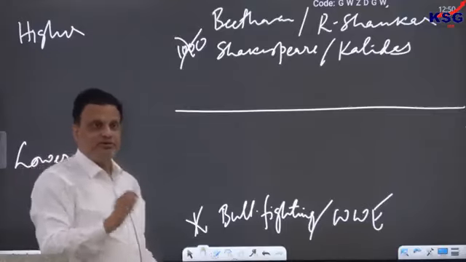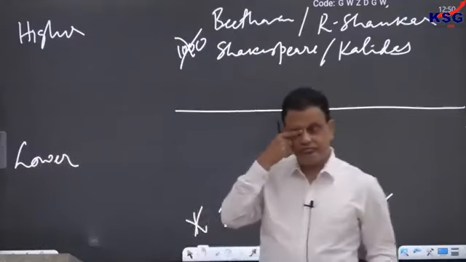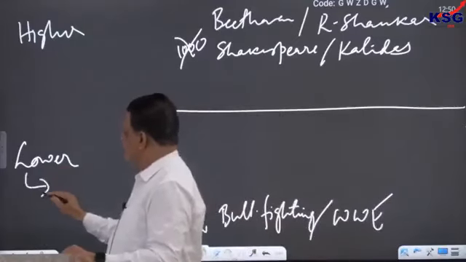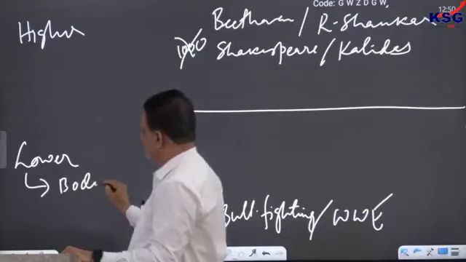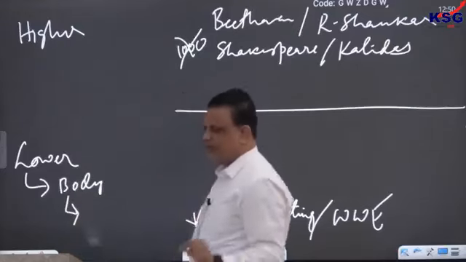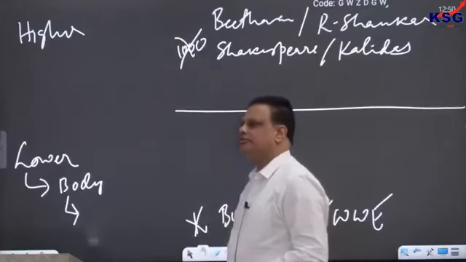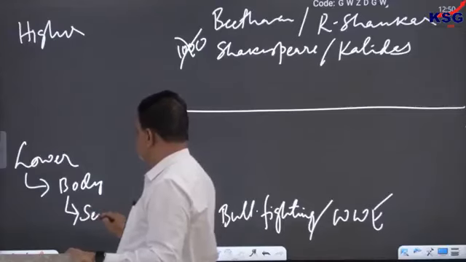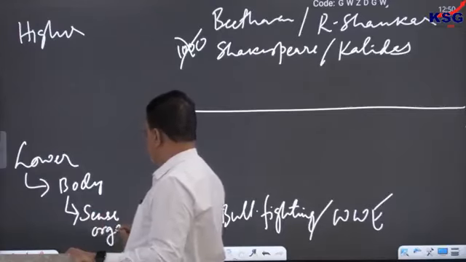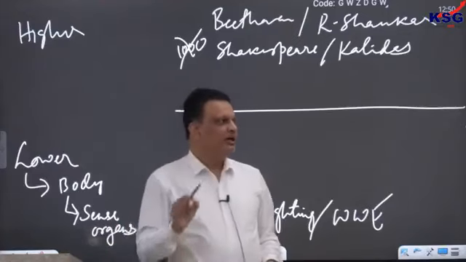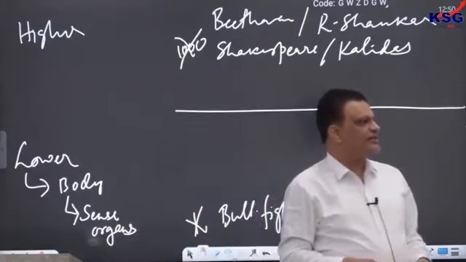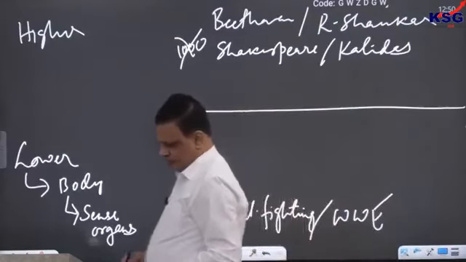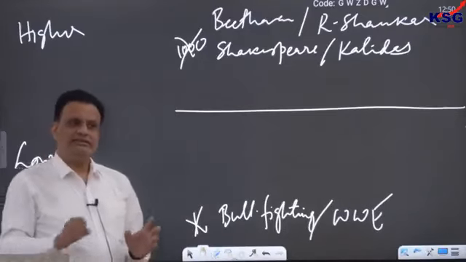Now what is the difference between the two? Write down further. Lower pleasure is the pleasure of body, and it involves the satisfaction of the sense organs.